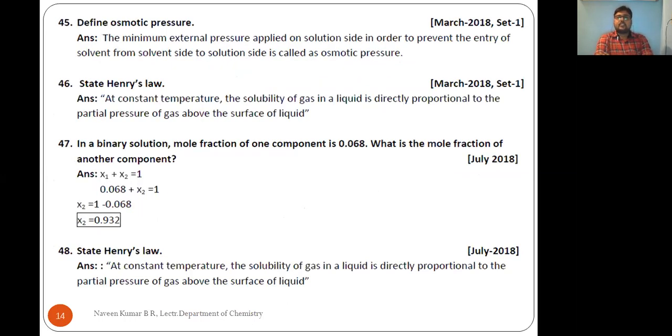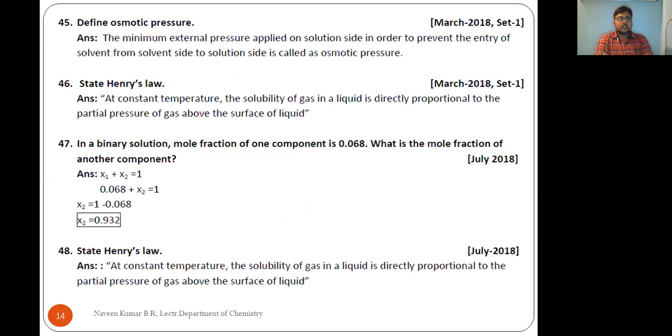So again, another paper set for the March 2018 exam. They have given the preparatory paper in 2019 too, so that paper I have added here. Define osmotic pressure. It's a direct question. We know that the minimum extra pressure applied on the solution side in order to prevent the entry of solvent into the solution is called osmotic pressure. You can recall the definition there.